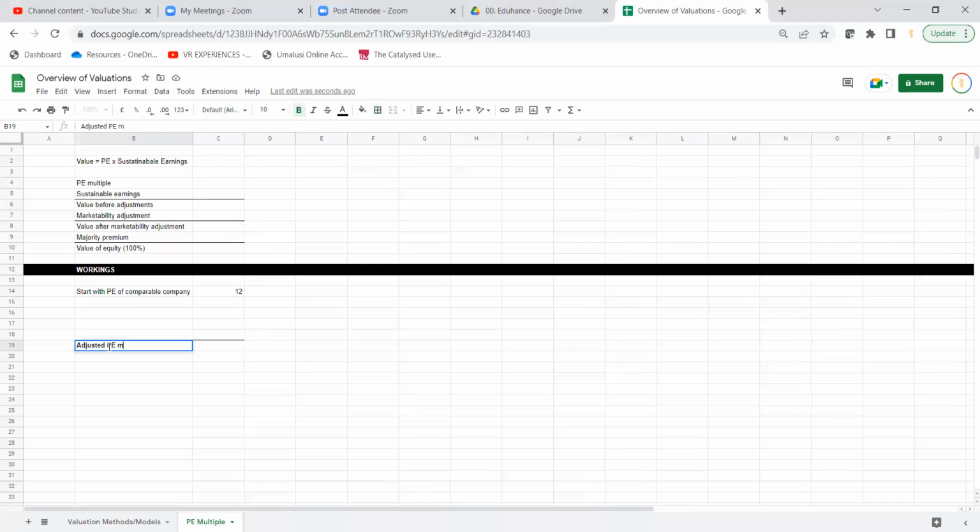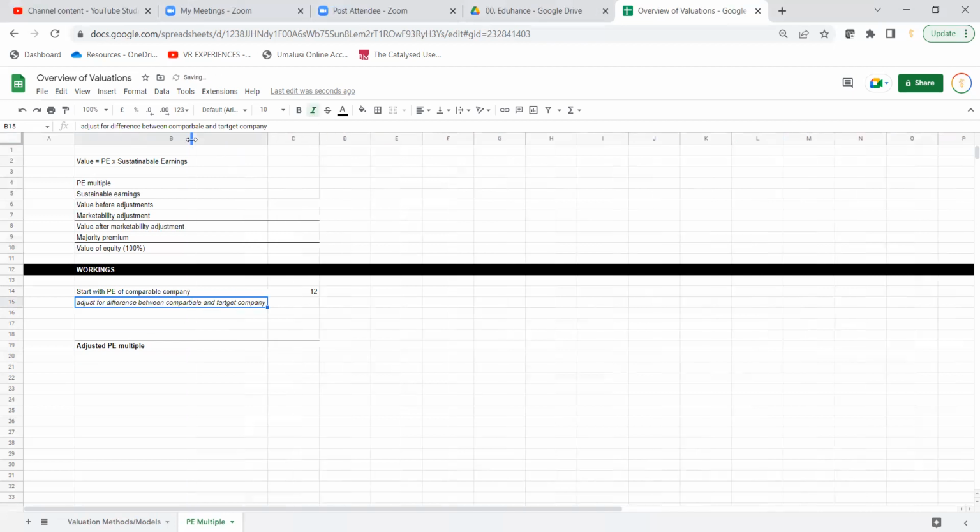You want to get to an adjusted PE multiple, which is representative of a PE multiple for our company. So what do we adjust for? We adjust for differences between the comparable and target company. That's very, very important. Our company is the target company, the company that is being acquired. So you adjust for differences between the comparable company and the target company.